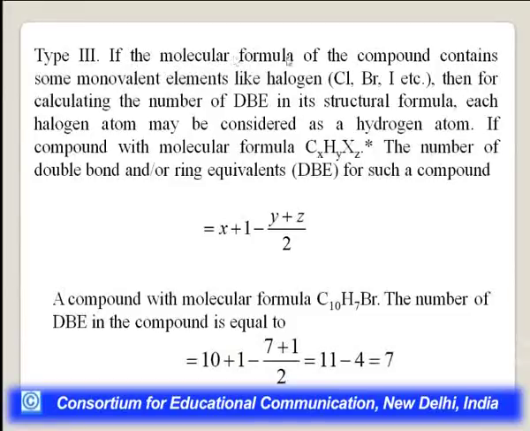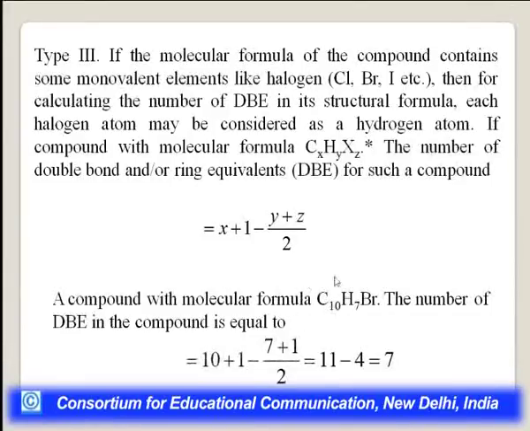Third, if the molecular formula of the compound contains some monovalent elements, we have discussed divalent ones. Now if there is a halogen atom like chlorine, bromine or iodine, then for calculating the double bond equivalents in its structural formula, each halogen atom may be considered as a hydrogen atom. If the compound has the molecular formula CxHyXz, the number of double bonds can be calculated in this way: x plus 1 minus (y plus z) by 2, and you can see this is the example.